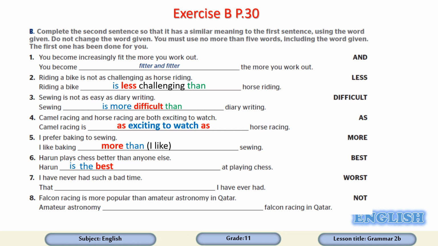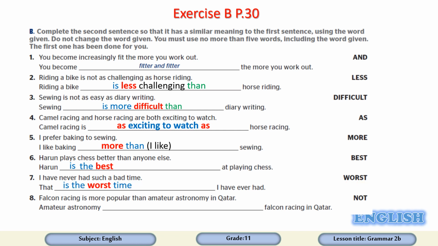We go now with sentence number 7. I have never had such a bad time. Look at the word given. Worst. It's the superlative form of which adjective? Very good. It's the superlative form of the adjective bad. What does bad describe here? Yeah, it describes time. Did the writer have a bad time like this before? No, never. Let's try to convey this meaning using worst. Any answer? Yes, very good. You are right. That is the worst time I have ever had.